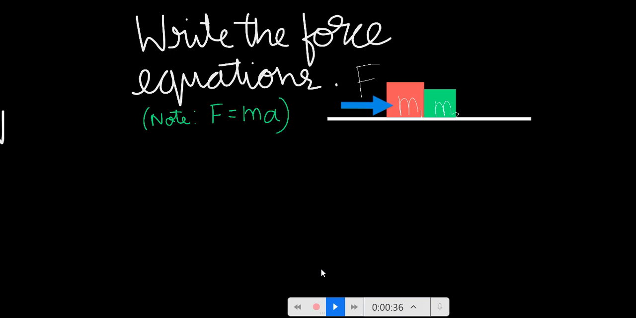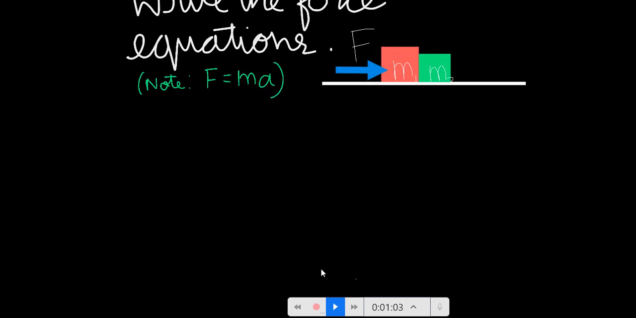There are two masses, m1 and m2. They are side by side, and there is a force F acting on m1. And for the sake of simplicity, let us say that this surface has no frictional forces. So if the masses move on the surface, there's not going to be any opposition to it. There's not going to be any frictional forces. So let us start solving the problem.